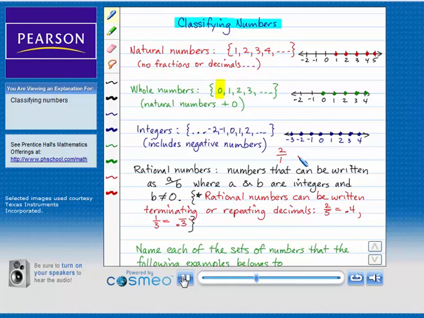But negative 3/4 is a rational number. Okay? 5/42 is a rational number. Okay? And every rational number can be written as a terminating or as a repeating decimal.